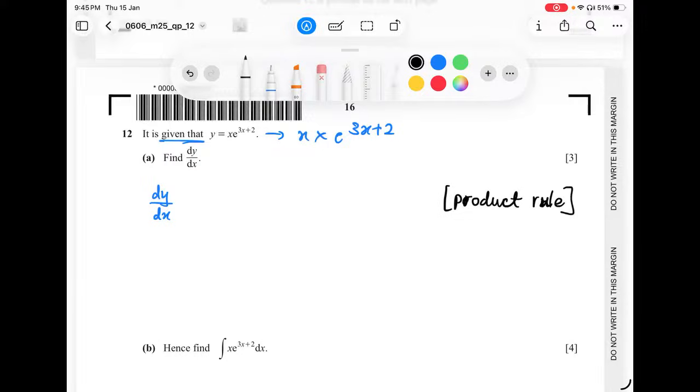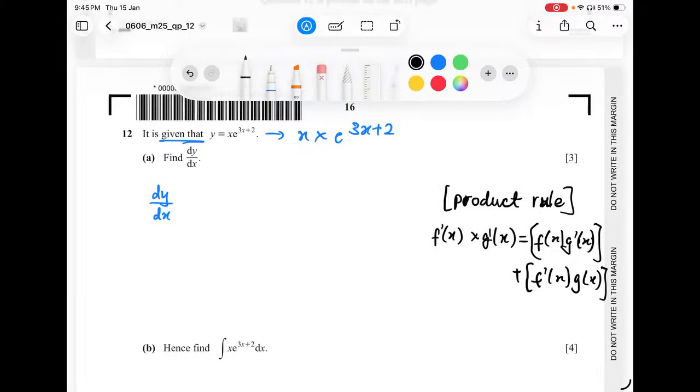So the product rule is basically if you have f(x) times g(x), when you want to differentiate, you do f(x) g prime(x). So first you differentiate one, then add, differentiate the other, f prime(x) g(x). The same we are going to do for this.